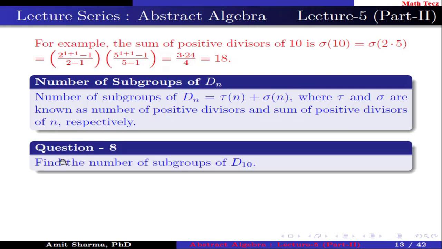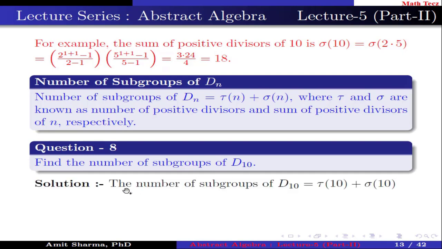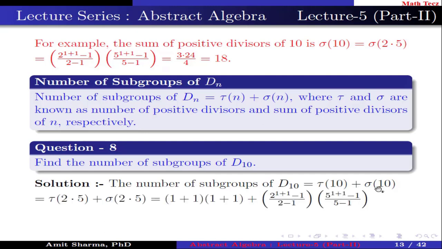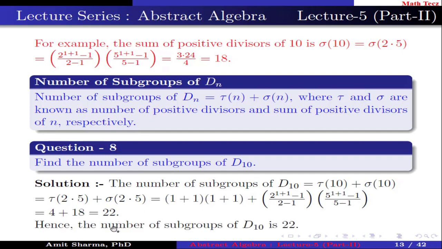Question number 8. Find the number of subgroups of D10. The number of subgroups of D10 is tau of 10 plus sigma of 10, which can be calculated as this, which is equal to 22. Hence, the number of subgroups of D10 is 22.